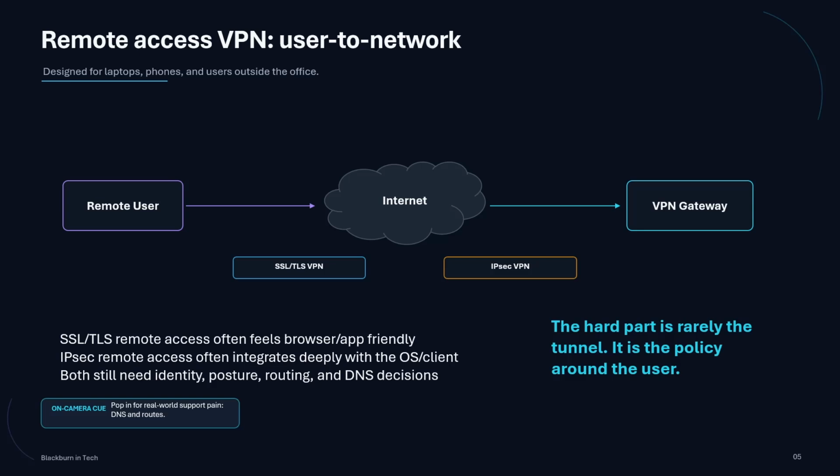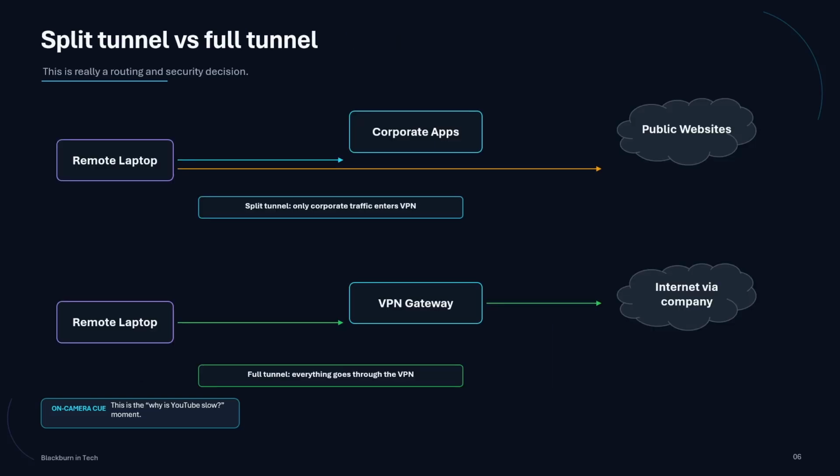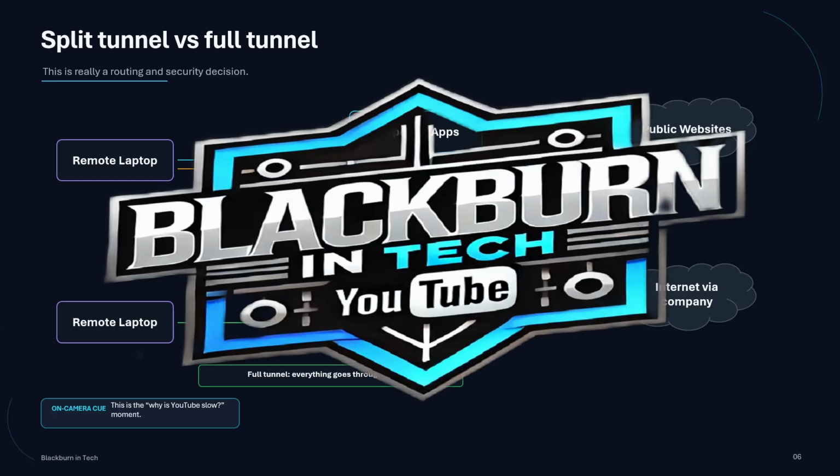Typically, an IPSec VPN can be a little more administratively complex to set up, but it's based off of your identity, the posture of the device, and some DNS decisions. So when we talk about split tunnel versus full tunnel, think about this from a remote access VPN perspective. And this is where a lot of people struggle a little bit. If I'm on my laptop and I'm streaming maybe YouTube or Spotify, or I'm watching a Blackburn and Tech YouTube video.